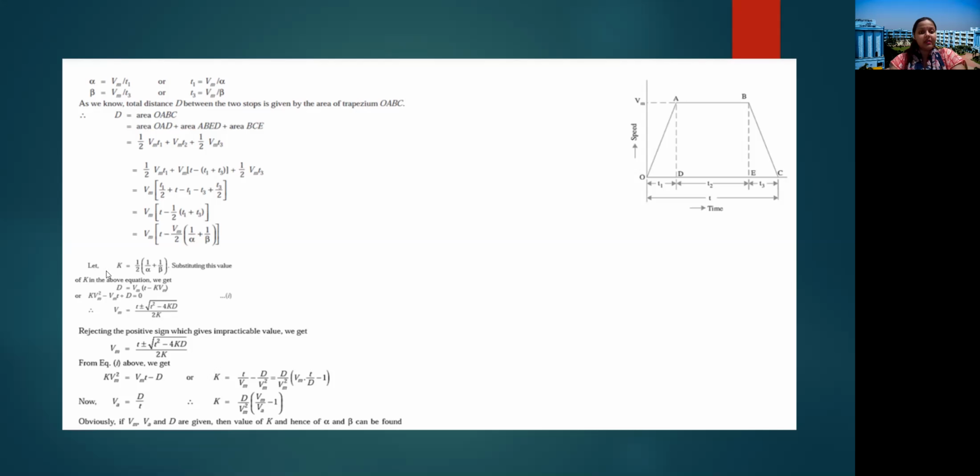Now this particular term, half into 1 by alpha plus 1 by beta, is represented by K. So the equation becomes like this, and from the Sridhar-Acharya theorem, we can have the value of Vm. So ultimately the equation becomes Kvm squared minus Vmt plus d equal to 0, where K equals half into 1 by alpha plus 1 by beta.